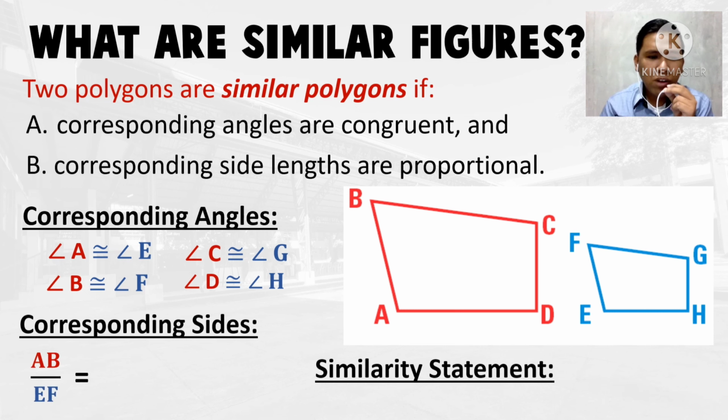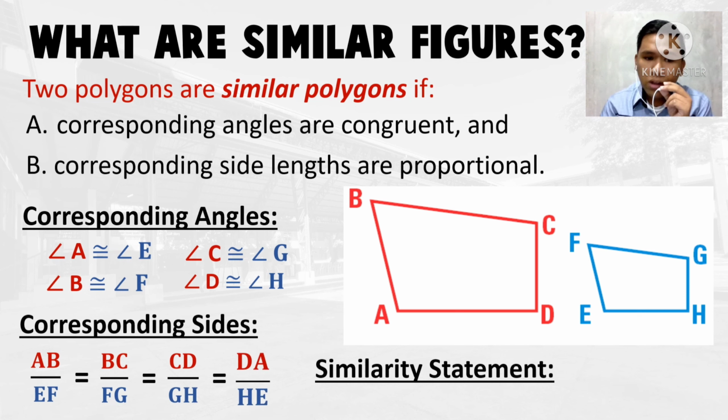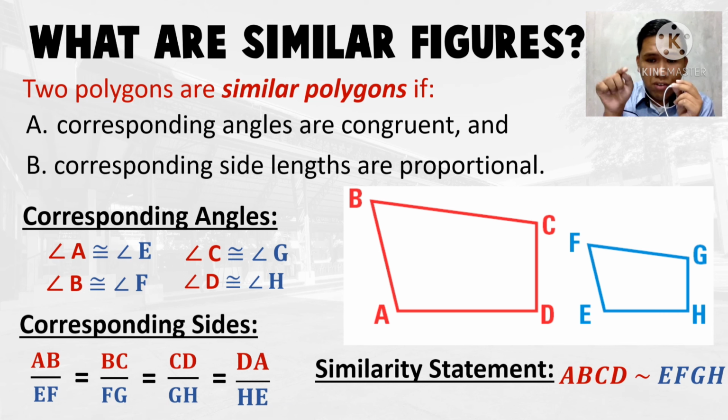On the other hand, we have corresponding side. We have the side AB that is proportional, take note, proportional to the side EF. BC is proportional to FG. That is equal to CD proportional to GH. That is equal to DA proportional to HE. And also, we must know how to write the similarity statement. The similarity statement for this figure is ABCD is similar to EFGH. Kindly take a look at the symbol for similarity.